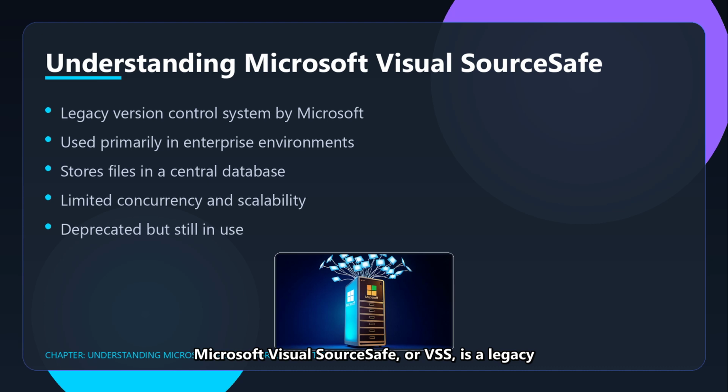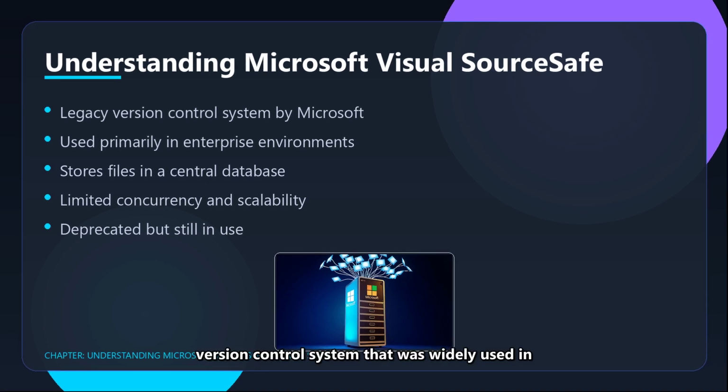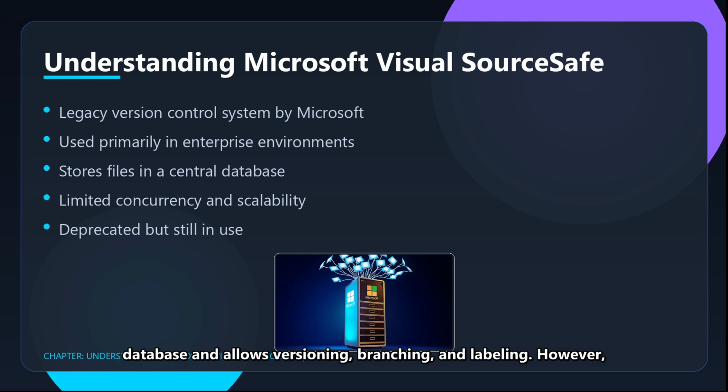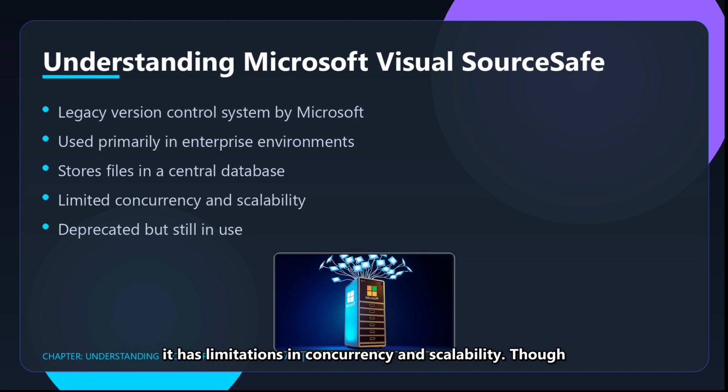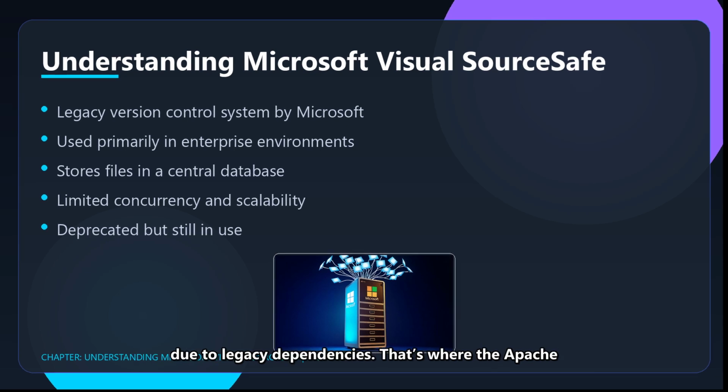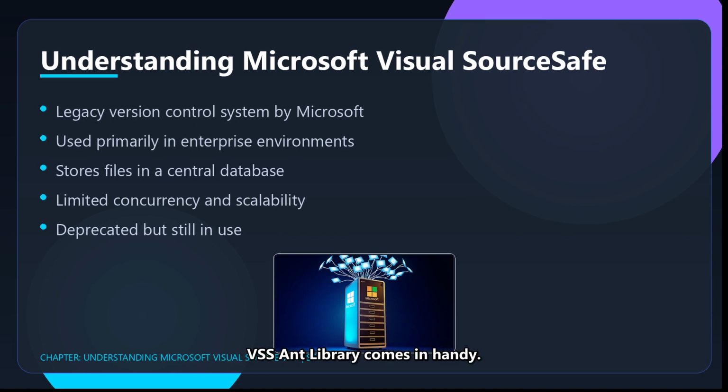Microsoft Visual SourceSafe, or VSS, is a legacy version control system that was widely used in enterprise environments. It stores files in a central database and allows versioning, branching, and labeling. However, it has limitations in concurrency and scalability. Though deprecated, many organizations still maintain repositories in VSS due to legacy dependencies. That's where the Apache VSS Ant library comes in handy.